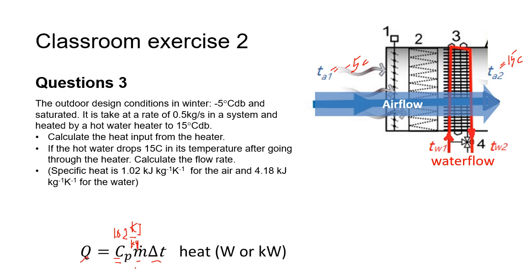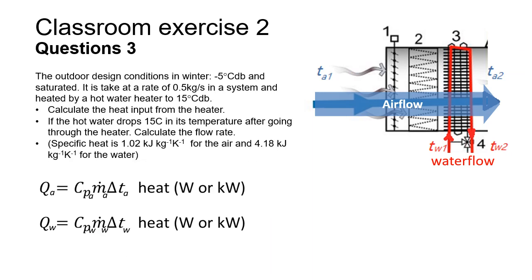And then we can calculate how much heat is gained by the air. Okay, so now we apply this. Okay, we add all these subscripts to represent this is air. And similarly, we put W to represent this is for water. Now let's see what the questions are. So here it asks to calculate the heat input from the heater. This can be the heat gain by the air or the heat loss from the water. Let's start from this one, which is air.